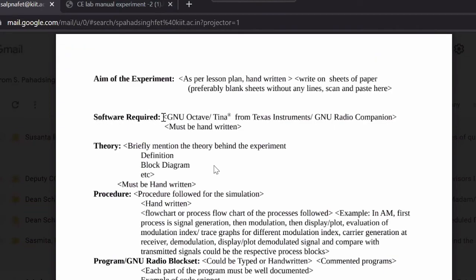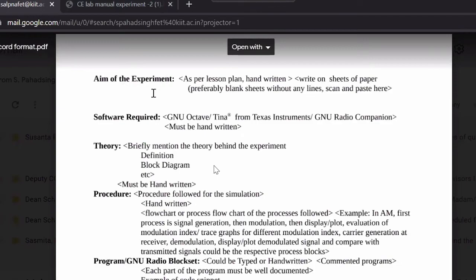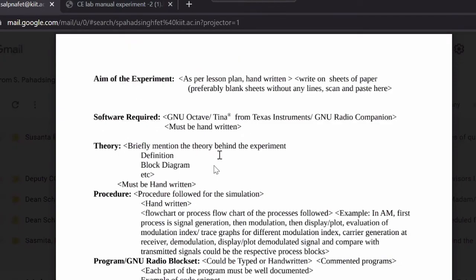Then the next part will be software required. So what software are you using? GNU Radio software, Tina. If you have performed the experiment using Tina, then you mention Tina also along with Octave. And all these things you have to write from Texas Instruments, whatever, must be handwritten. Everything is handwritten. So aim of the experiment, software required, then theory. Briefly mention the theory. In brief, you have to write the theory about the experiment, write the definition, draw the block diagram, write some basic equations. That's all about the theory.